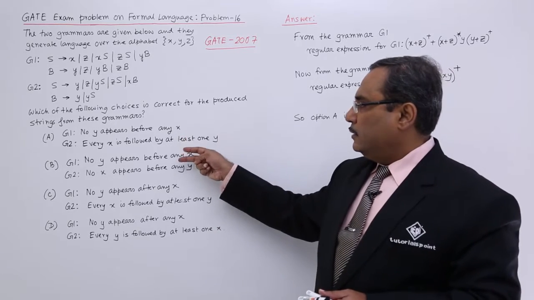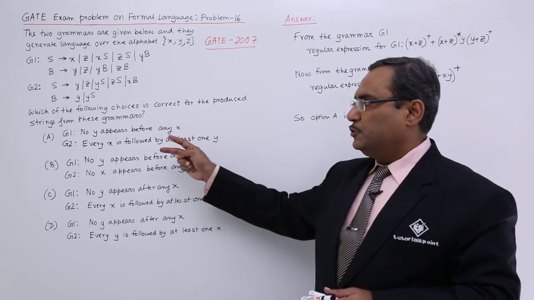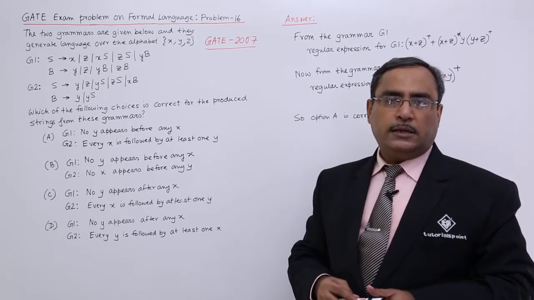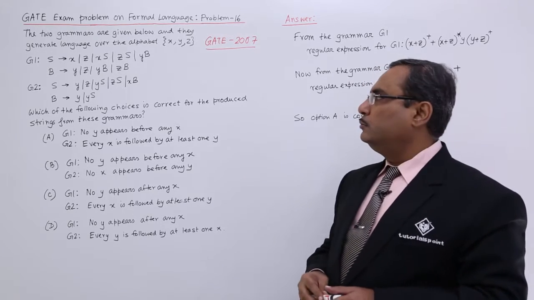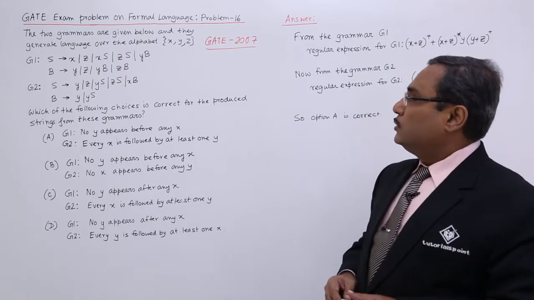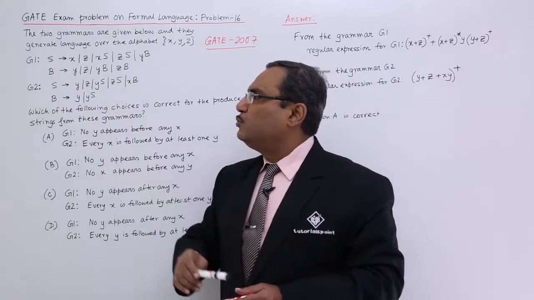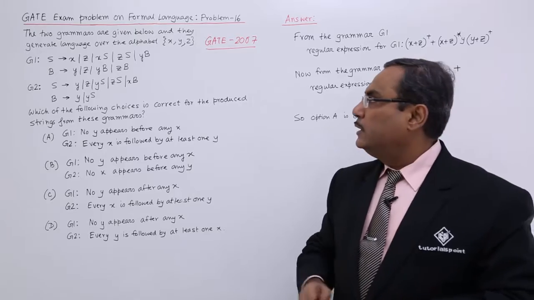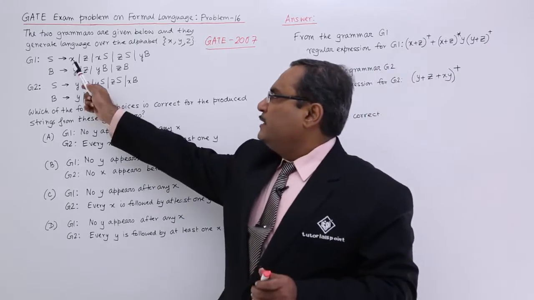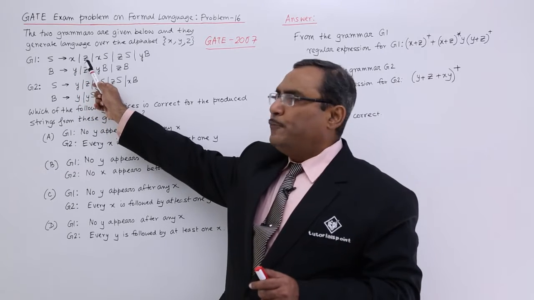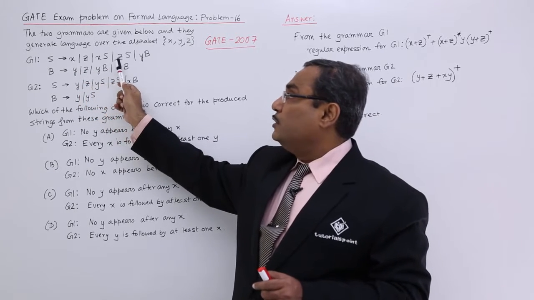Which of the following choices is correct for the strings produced from these grammars? They are making pairs of inferences. We shall have to tell which option is correct and applicable. Okay, now we shall go for that. Now, if you consider grammar G1, it cannot produce null. At least one X or one Z will be produced, and they may also repeat.